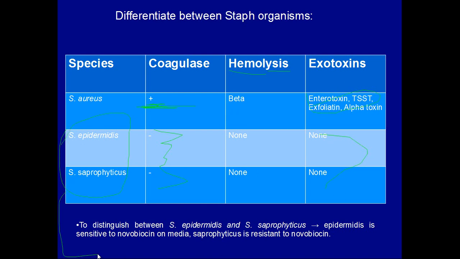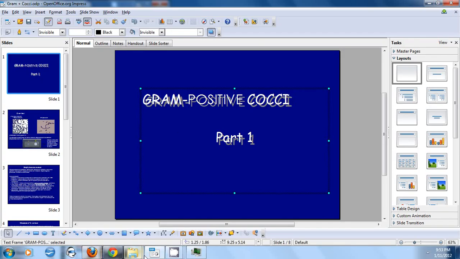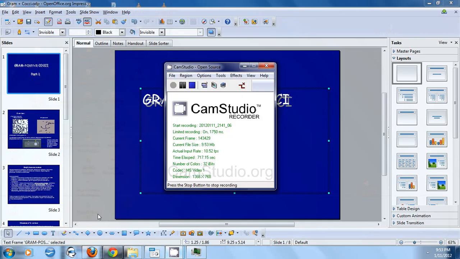Now, to distinguish between these two, you look at the agar and you add an antibiotic called novobiocin. All right? Epidermidis is sensitive to this antibiotic, so it will not grow on the media. Saprophyticus is resistant to novobiocin, and therefore it will grow on the media. And that's it for the staph infections. The next video will go over the strep infections.